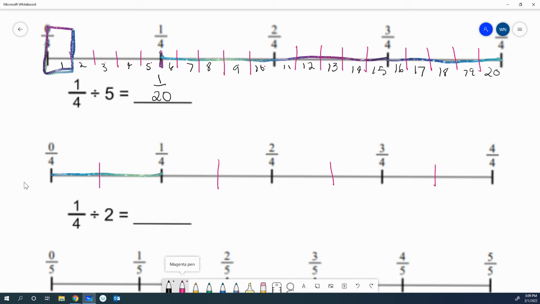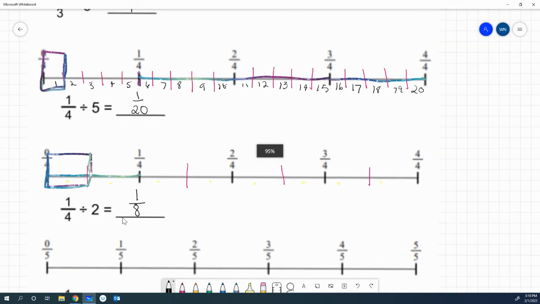Each one of my fourths is now divided into 2 parts. So let's count our parts. 1, 2, 3, 4, 5, 6, 7, 8 parts. So I know my denominator is going to be 8 because there's 8 parts. And remember, when I have 1/4 divided by 2, I'm just looking for 1/2 of it. So here is my 1 part after I divide it by 2. So my answer is going to be 1/8.